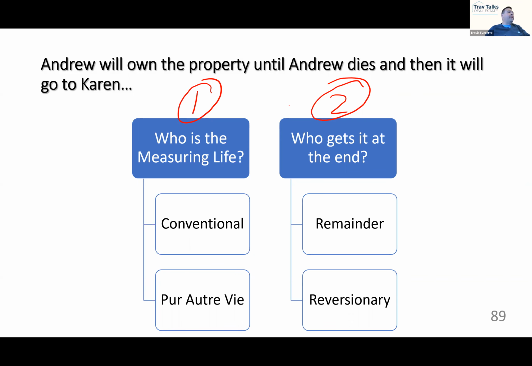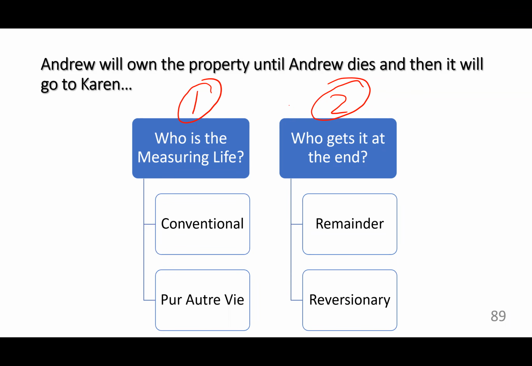Okay. So look at this one. Andrew will own the property until Andrew dies, and then it will go to Karen. This is what you're going to be asked to do on a test, folks. I want you to put them together. Talk to me. What do y'all think here? Andrew owns the property until Andrew dies. Do you think this is a conventional life estate, or is this a per autre vie? Conventional.